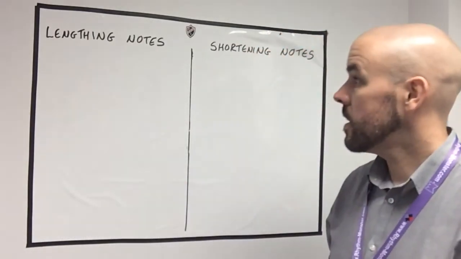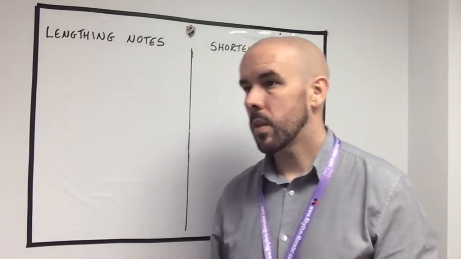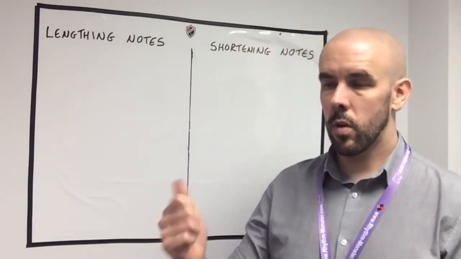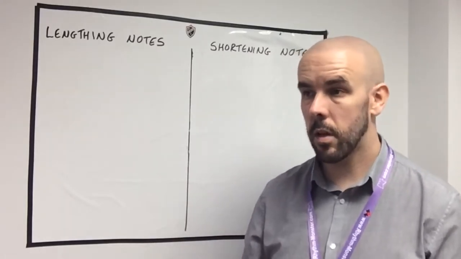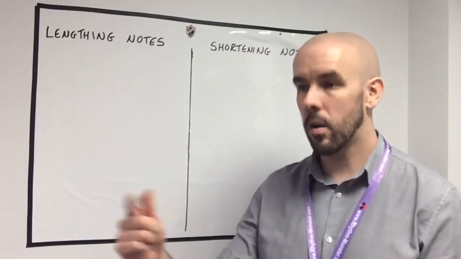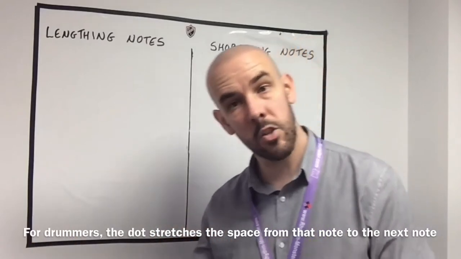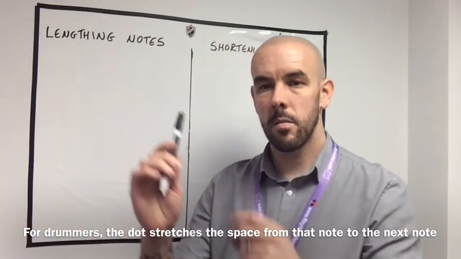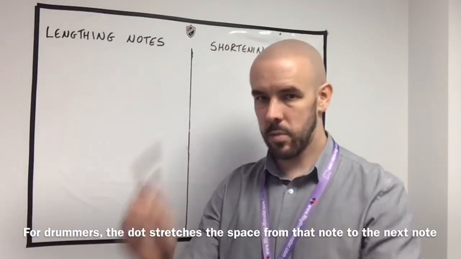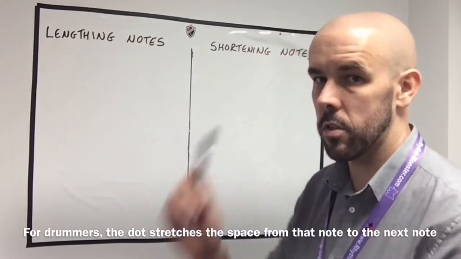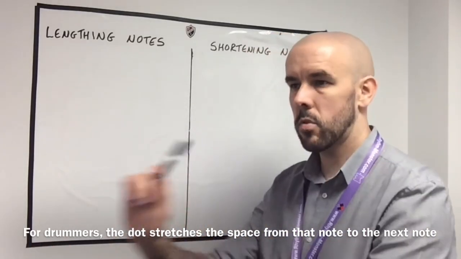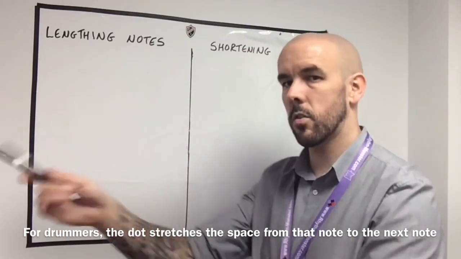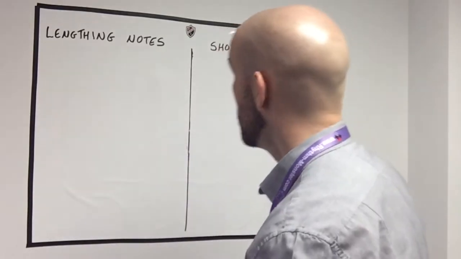For drummers, say you're doing 1 and 2 and 1 and 2, and the 1 has got a dot on it, it becomes 1 and 2, 1, 1 and 2. See how I'm stretching it? The space is longer, as opposed to just tap, tap, tap, tap, tap, tap, tap, tap, dot, and dot, and dot. See how it stretches it that way?